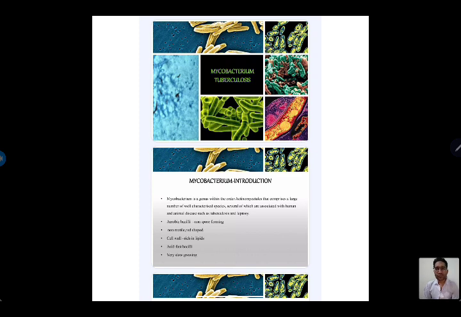So let's move to a very important disease, Mycobacterium tuberculosis. Mycobacterium is a genus within the order Actinomycetales, with a large number of well-characterized species, several of which are associated with human and animal diseases such as tuberculosis and leprosy. Aerobic bacilli, non-spore forming, non-motile, rod shaped, with a cell wall rich in lipids, acid fast bacilli. Very slow growing.